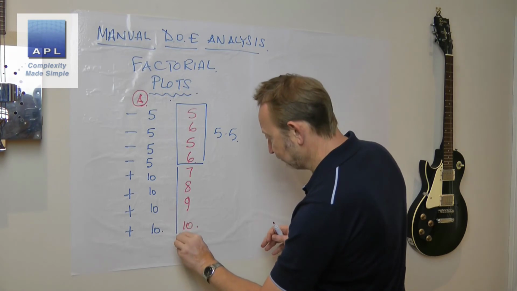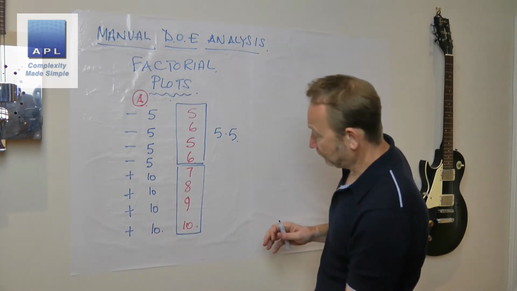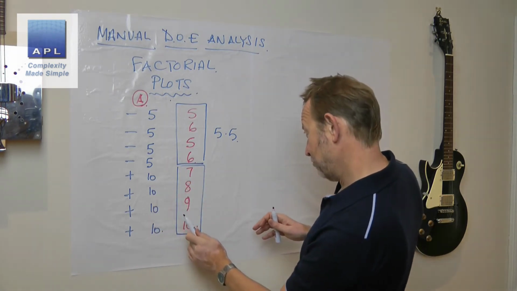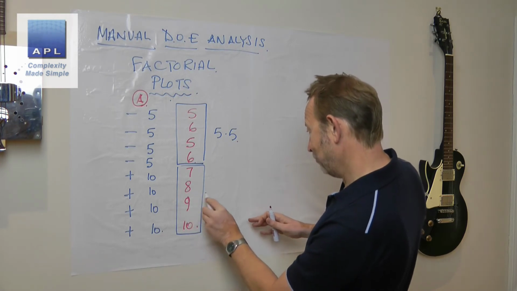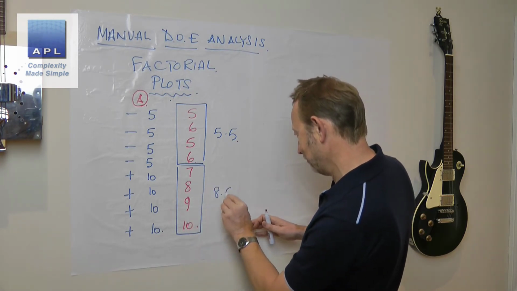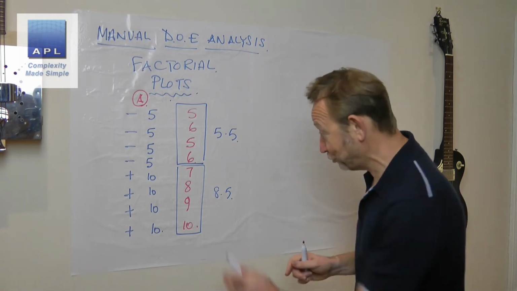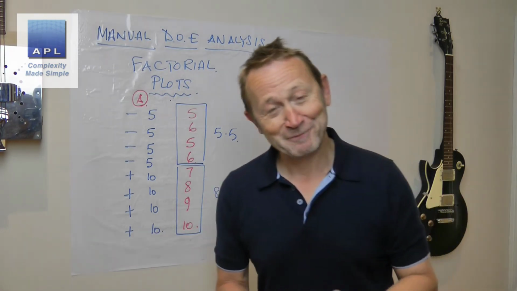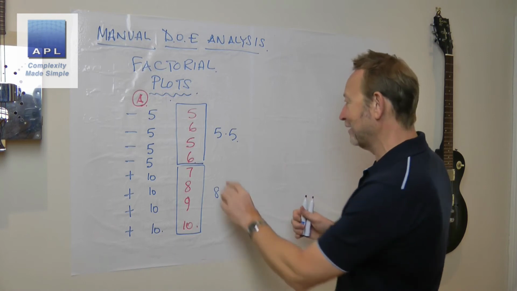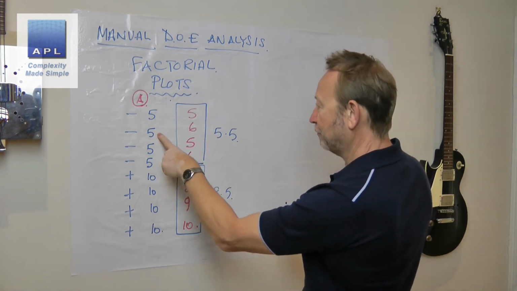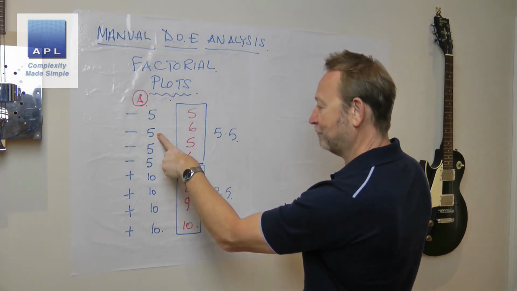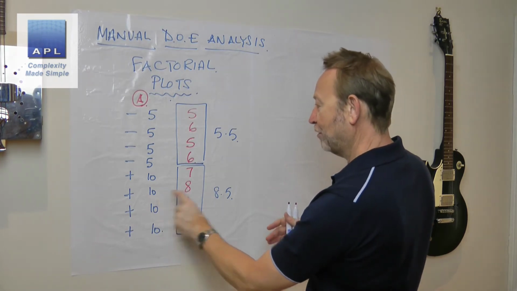Take the bottom set of results, work out the average. So I think the average is 8.5. I'm going to guess the average is 8.5. I'm not working it out. So if anybody's watching and that's not the average, please don't send any comments. So we got 5.5 as an average when we were set at 5. We got 8.5 when we were set at 10.